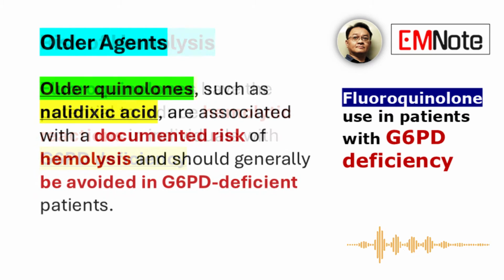Absolutely. Okay, so you mentioned not all fluoroquinolones are the same here. Let's get into that. The key distinction is often between the older and the newer ones. Older ones like nalidixic acid. Nalidixic acid, yes. That's the classic example. It's technically a quinolone, the precursor. And the risk there is? It's pretty clear-cut. Nalidixic acid has a well-documented definite risk of causing hemolysis in G6PD deficient patients. So the guidance for that one is straightforward. Avoid it. Just avoid it in these patients, full stop.